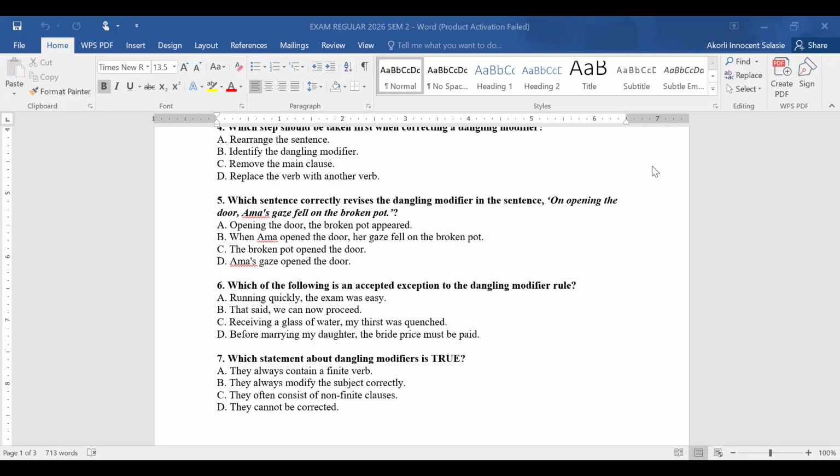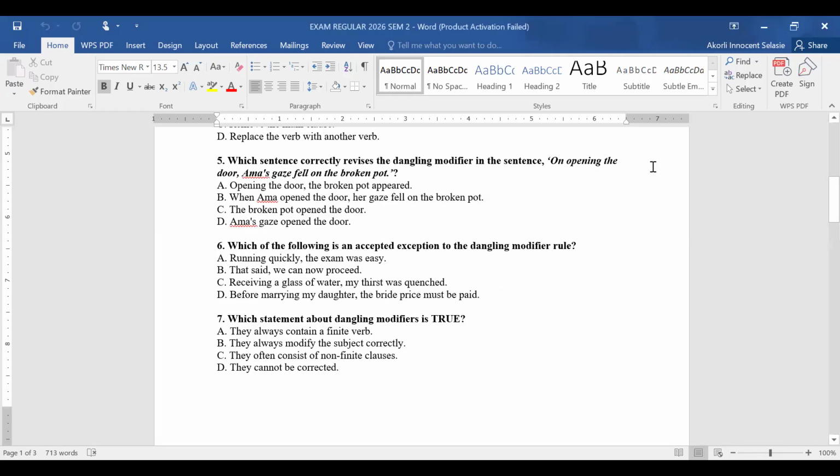Number 6. Which of the following is an accepted exception to the dangling modifier rule? A. Running quickly, the exam was easy. B. That said, we can now proceed. C. Receiving a glass of water, my thirst was quenched. D. Before marrying my doctor, the bride price must be paid. Okay. That said, we can now proceed. Okay, so the answer should be B. Let's go to 7.